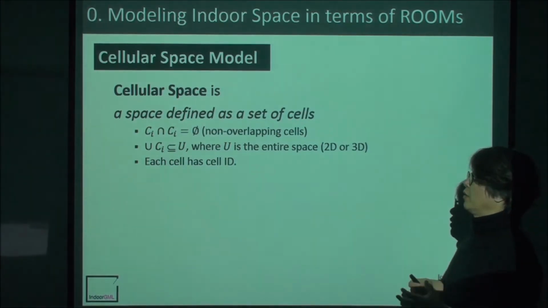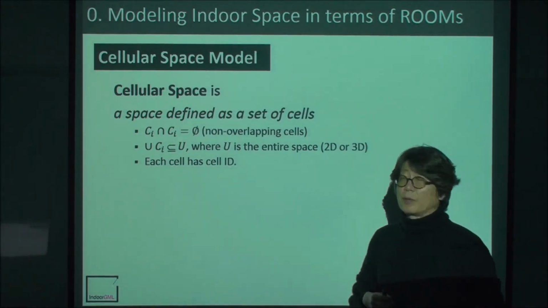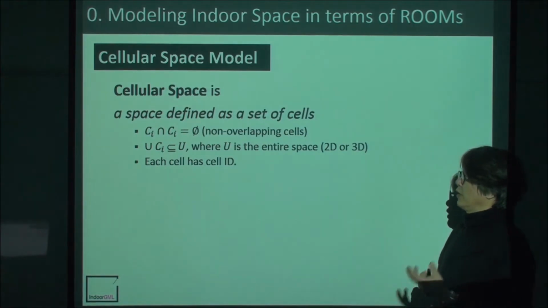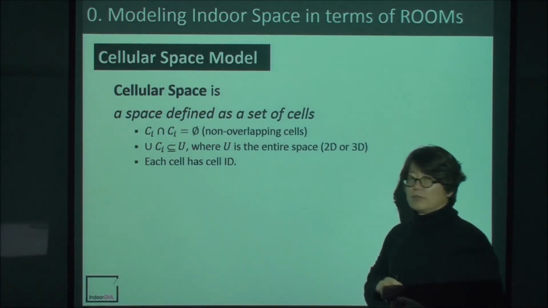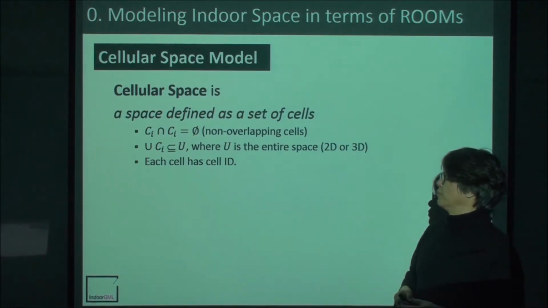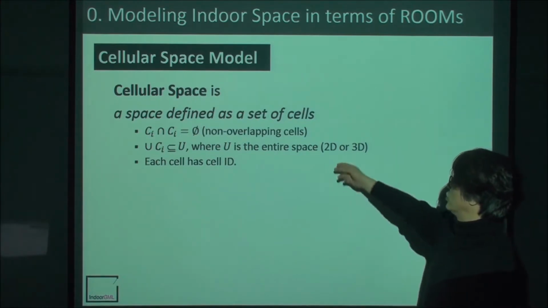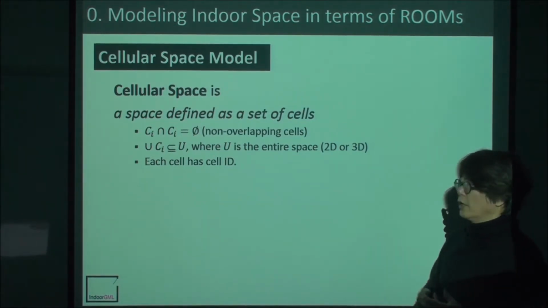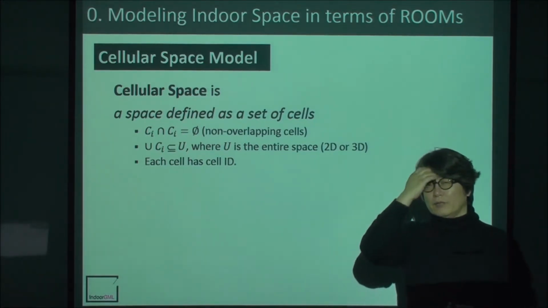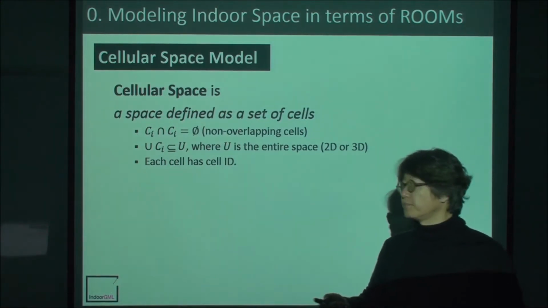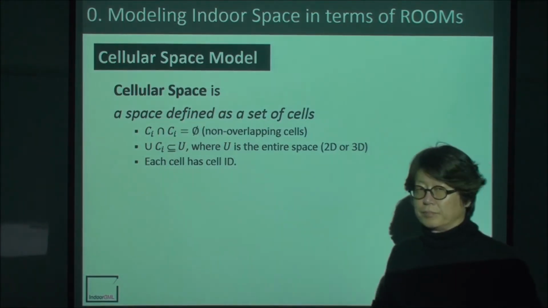So this is the main concept, and we call it the cellular space model. The cellular space model is defined as a set of cells where the cells are non-overlapping, and the union of all cells is a subset of any given indoor space, which is either two-dimensional or three-dimensional. And it is better to have each cell with a unique identifier. So this is the main concept.